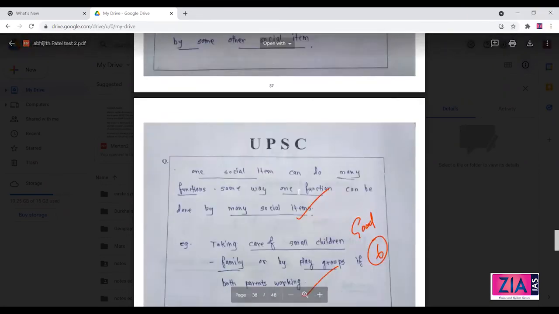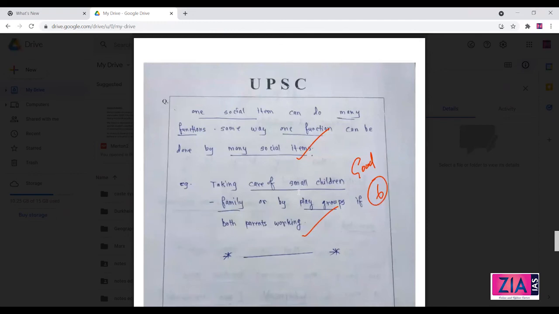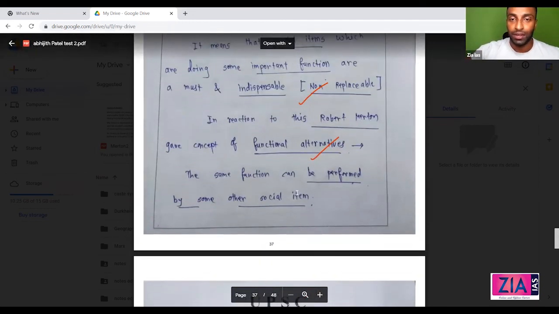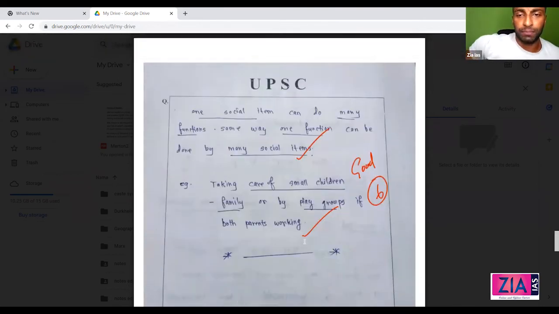Then give examples for indispensable function like family. I think that is mentioned here. But that's okay. 6 is good.